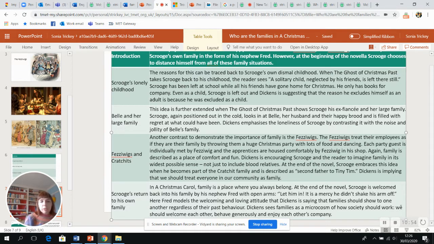We used that word in Lord of the Flies, if you remember. We talked about the island being a microcosm of the world, or the boys being a microcosm of society. So Dickens sees families as a microcosm of how society should work. Colon, explanation: we should welcome each other, behave generously, and enjoy each other's company.